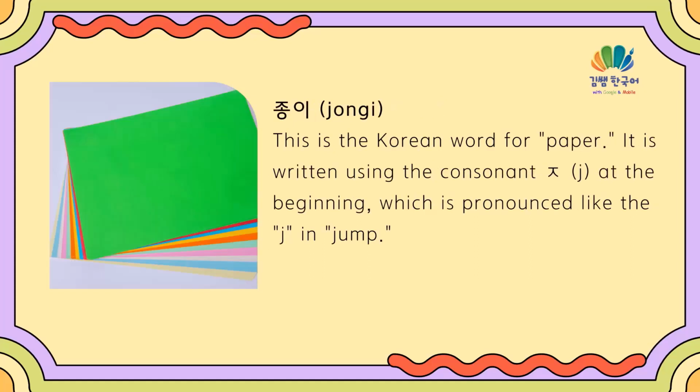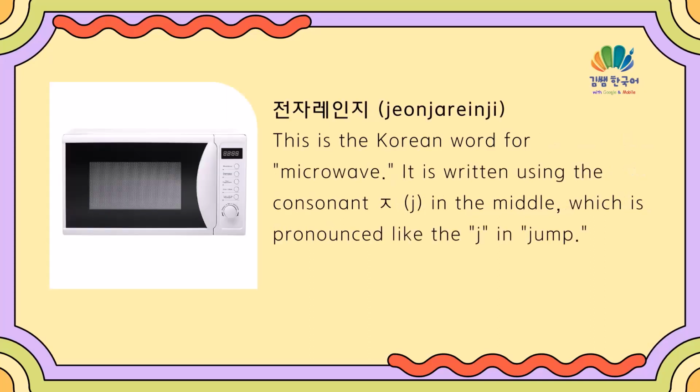종이. This is the Korean word for paper. It is written using the consonant 지읒, J, in the middle, which is pronounced like the J. 전자레인지. This is the Korean word for microwave. It is written using the consonant 지읒, J, in the middle, which is pronounced like the J.